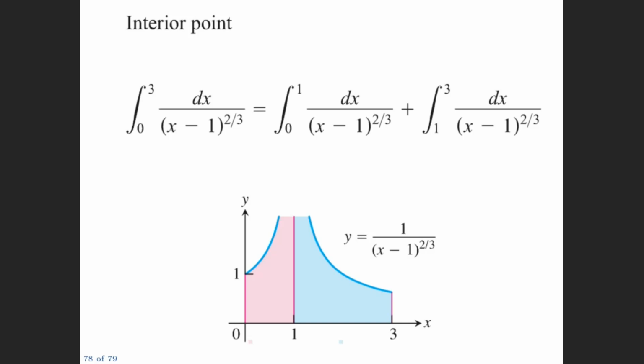And finally, if we have a vertical asymptote in the middle, we have to split our integral up into two. We can't do this in one step. We must split this up into two and then calculate each one separately.